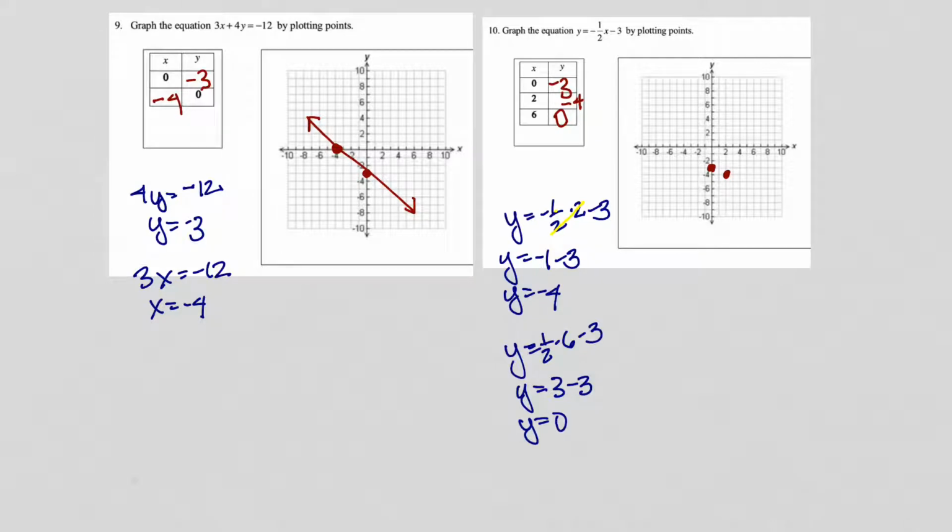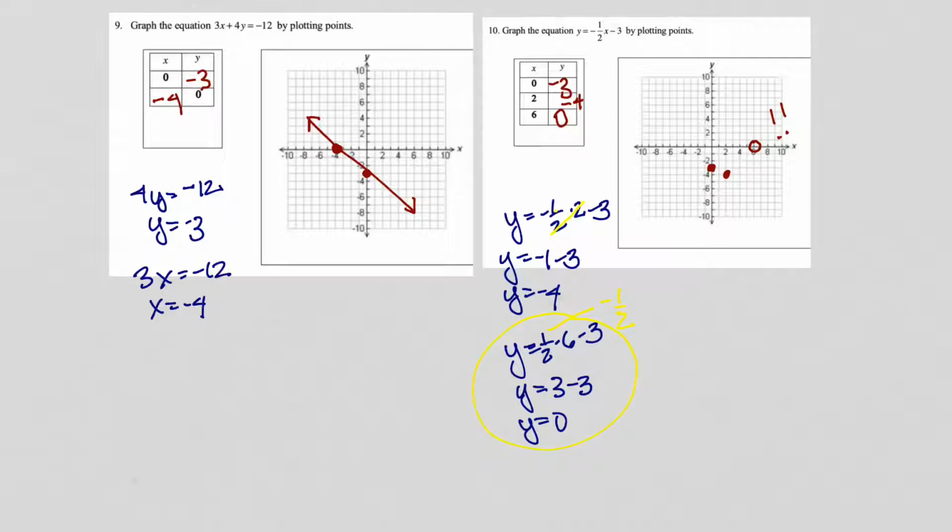Oh, you know, I hesitated because look at this. I got 6, 0. See where that is? That's up here. That does not even look like a line. Alert, something's wrong. Let me go back and check here. So what did I do here? Let's go back and check this one. Oh, I see what I did. You see that 1/2? It's supposed to be negative 1/2.